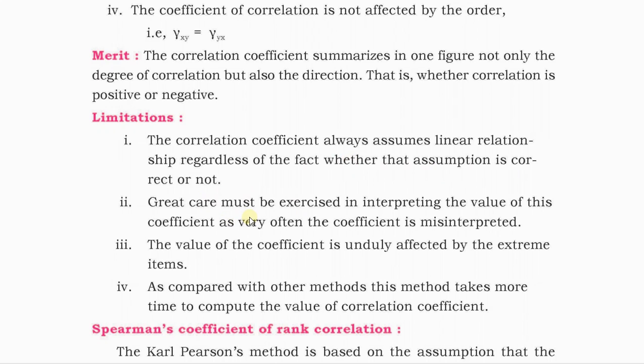Next, second one, great care must be exercised in interpreting the value of this coefficient, as very often the coefficient is misinterpreted. So we have to check the other factors also while calculating the correlation here, since the correlation value can be misinterpreted. Next, the value of the coefficient is unduly affected by extreme values. Since it's a quantitative formula here, if you have extreme values in the data, definitely the answer will be affected.